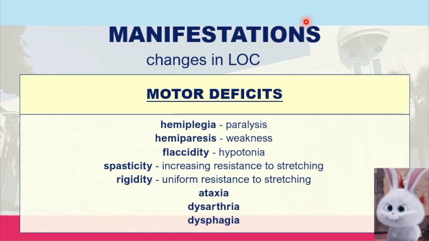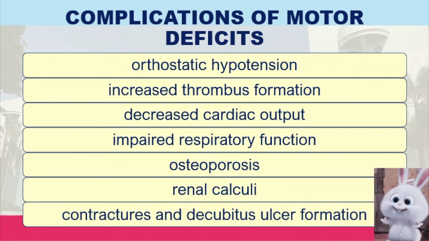Now let's talk about the complications of motor deficits. Since we are dealing with a patient with possible paralysis and weakness secondary to stroke, let's talk about how we are dealing with these motor deficits and possible causes. One, orthostatic hypotension. Orthostatic hypotension is related to the failure of your autonomic nervous system. Supposedly, if your autonomic nervous system is intact, once there is a problem with the blood pressure, it would be augmented by your autonomic nervous system.